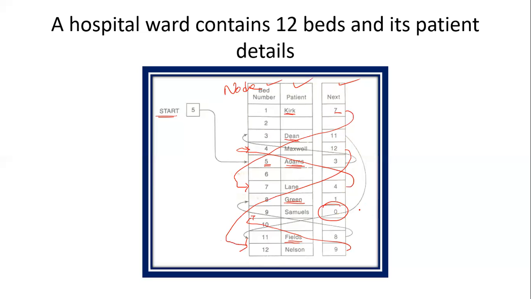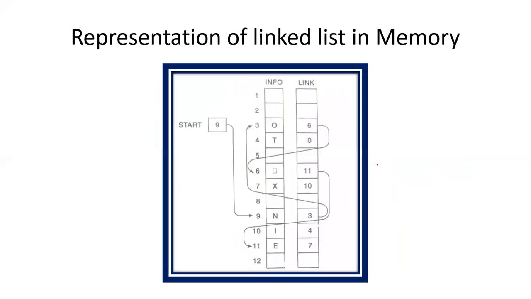As I told you, theoretically, when we discuss, we may use 0 for representing the null or the termination. But practically, in a program, we will be using -1 to represent the null. Understand? Okay. And now, how is a linked list represented in memory?